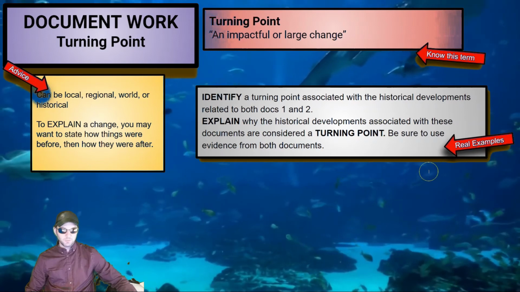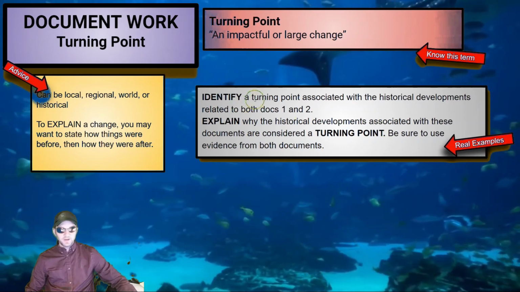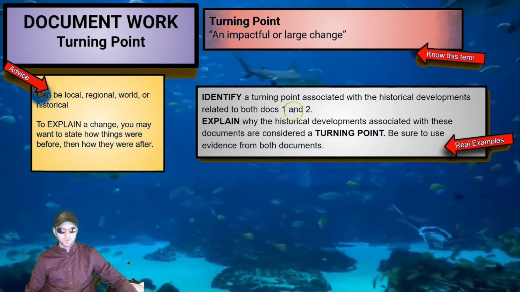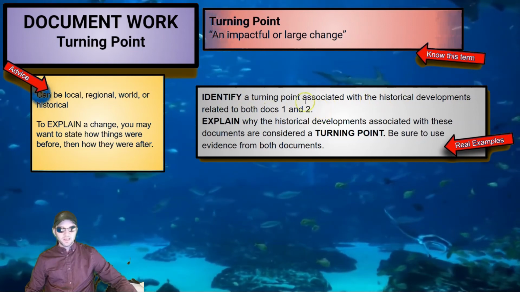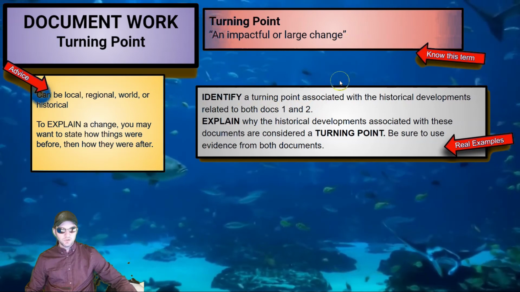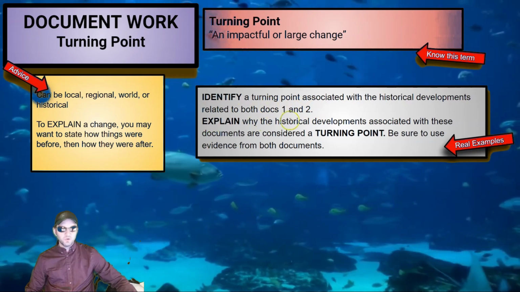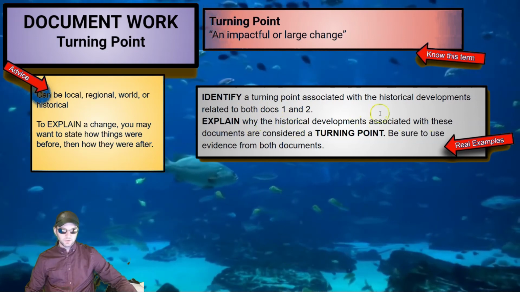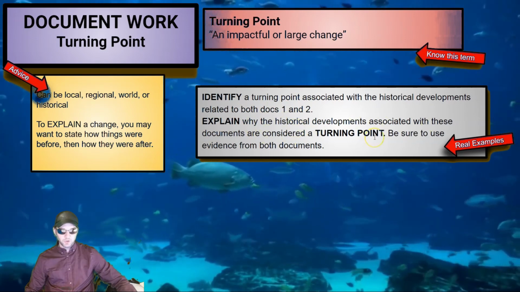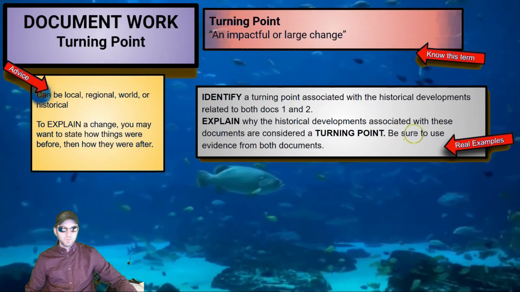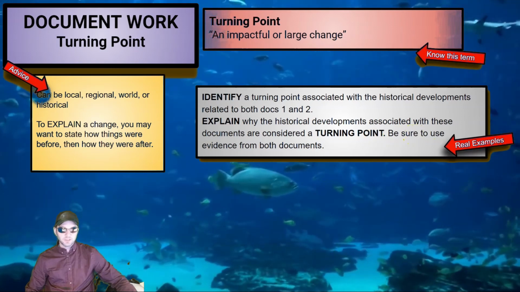So the real examples of the question they gave: identify a turning point associated with the historical developments related to both Docs 1 and 2. So identify a change that Doc 1 and 2 is showing. And then explain why the historical developments associated with the documents are considered a turning point. You're basically proving that it's an important change. Be sure to use evidence from both documents.